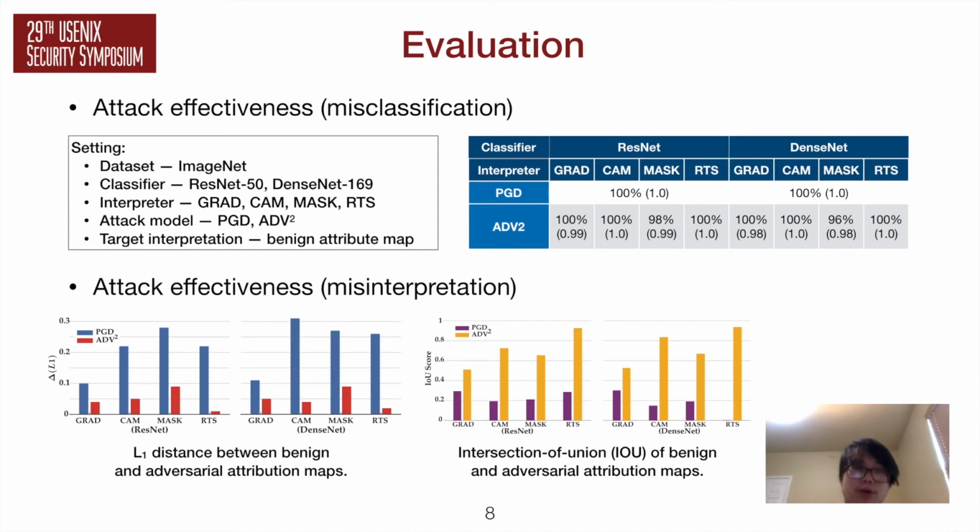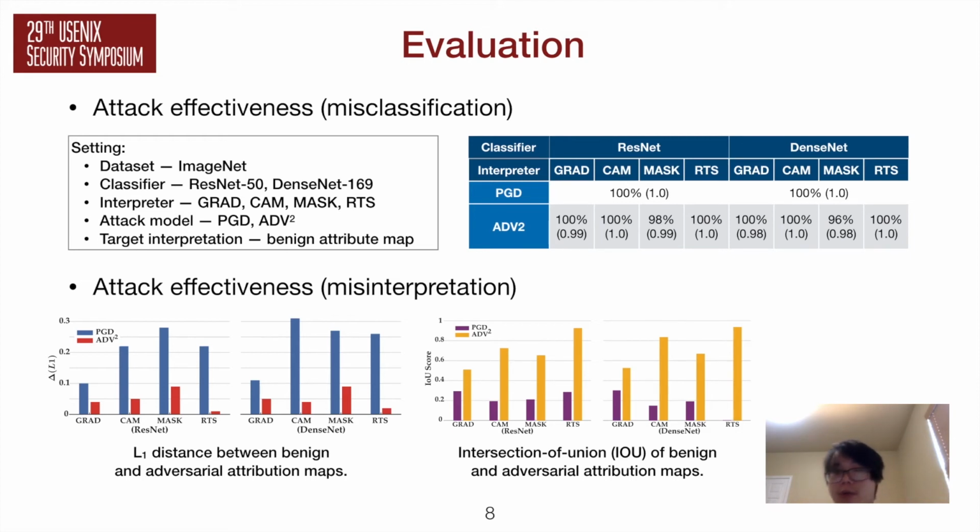The top table shows the attack success rate in terms of misclassification and prediction confidence. It shows our attack is as effective as the plain PGD attack. The two charts below measure the similarity between generated maps and target attribute maps. The left chart shows the L1 distance, and the right chart shows intersection over union.